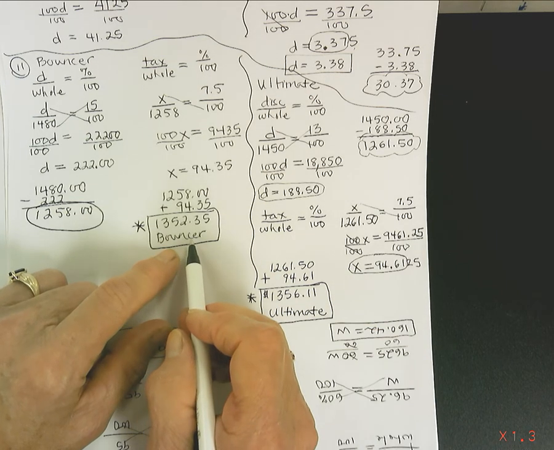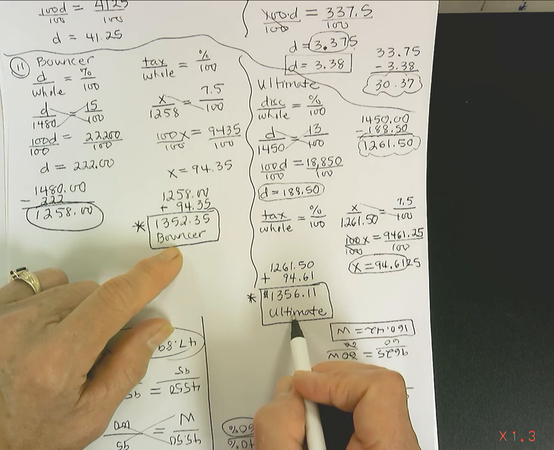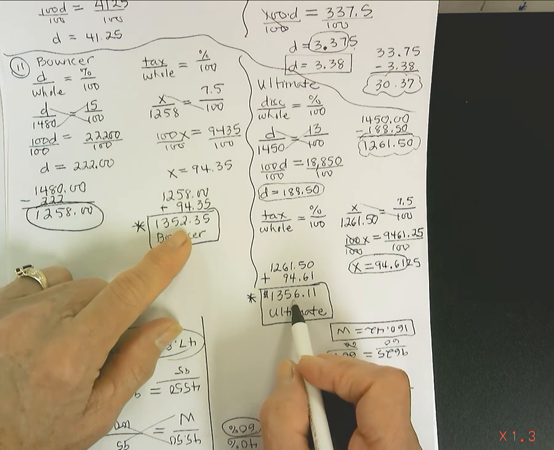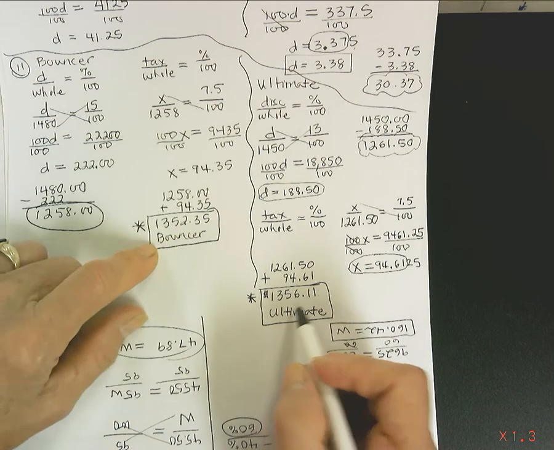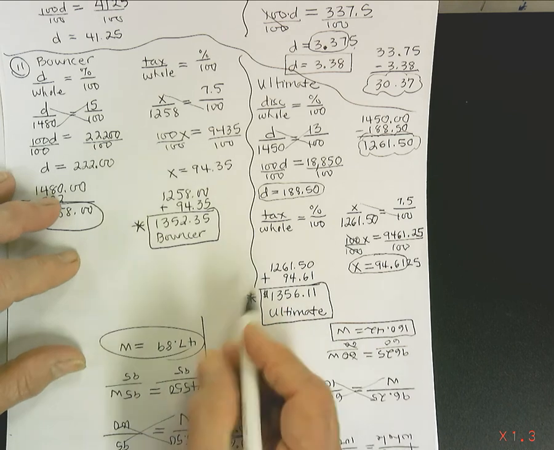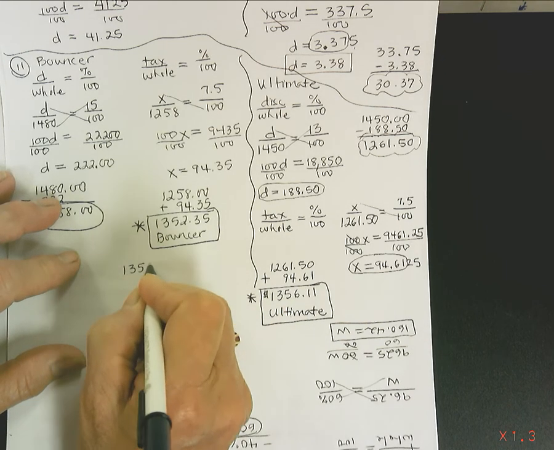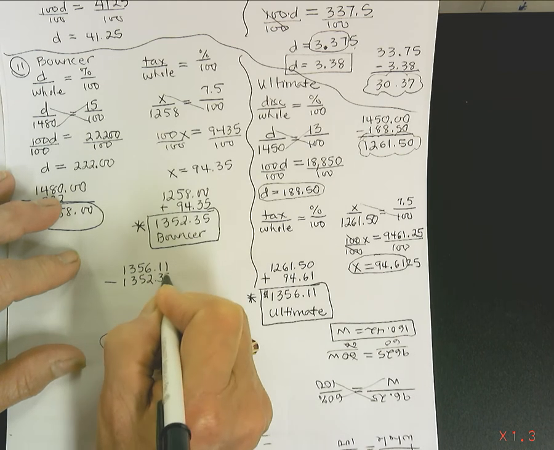So on your paper, you have the full price for the Sky Bouncer. And on your paper, you have the full price for the ultimate. Which one is cheaper? The Sky Bouncer is cheaper. And as you read number 11, the last question is, how much will you save by buying the Sky Bouncer? How are you going to figure out how much you save when you compare these 2 prices? Subtract, exactly right. So I'm going to put the larger number on top. Underneath it, I'm going to put the smaller number.